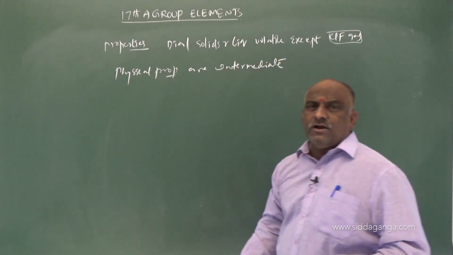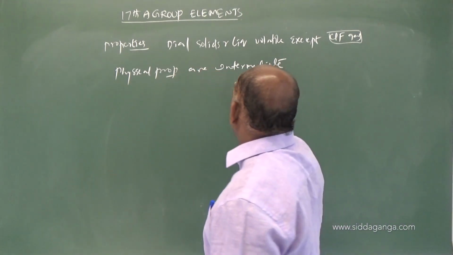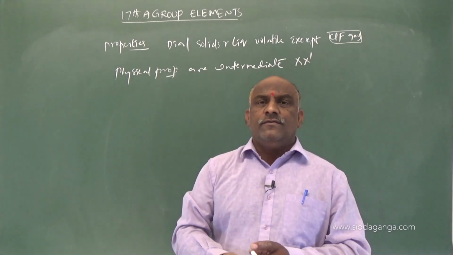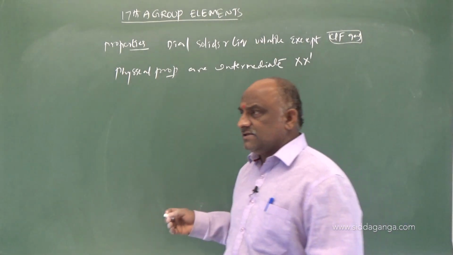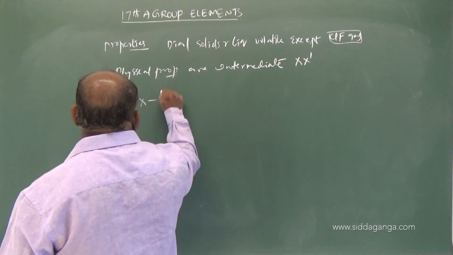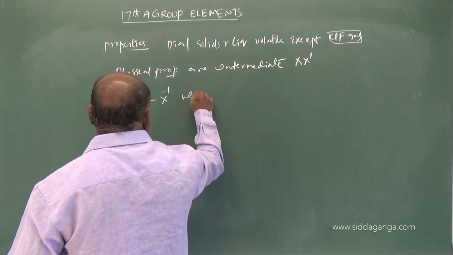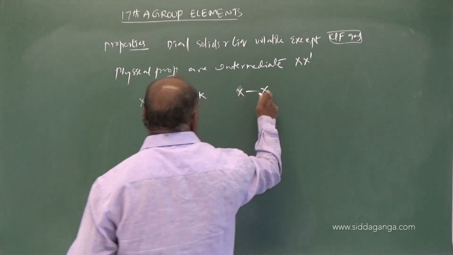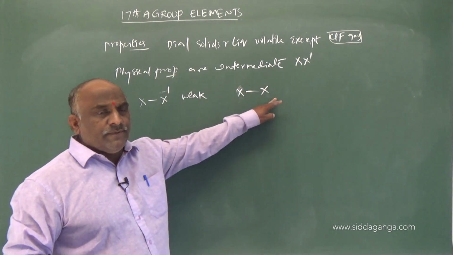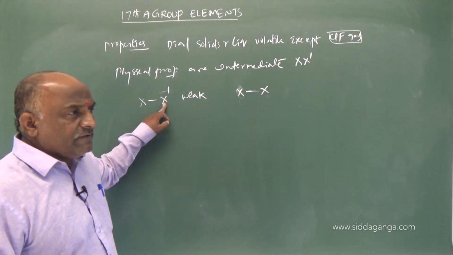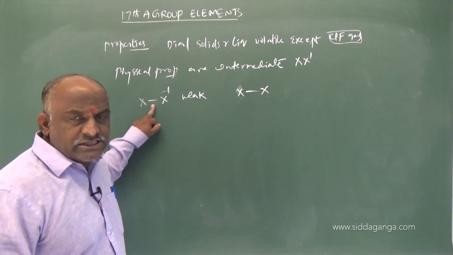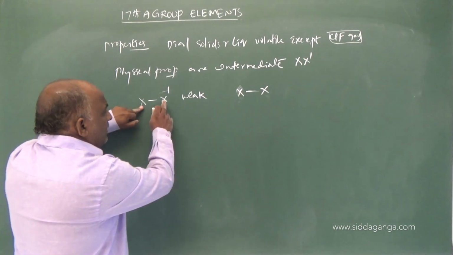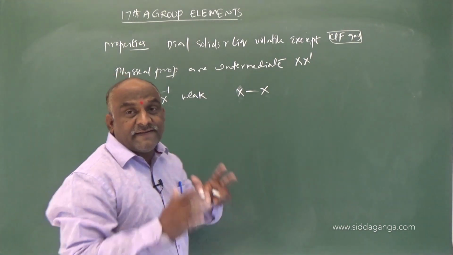Physical properties of interhalogen compounds are intermediate with respect to the halogens, with respect to the X and X dash. Intermediate physical properties with respect to X and X dash, and the XX dash bond is weak compared to XX, because here XX are similar atoms. Here dissimilar atoms. Dissimilar atoms means the bond is not stable. This is a weak bond and it is a strong bond. Clear? So reactivity of interhalogen compounds is more than halogens except fluorine.